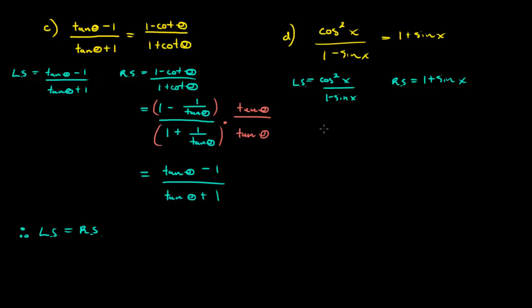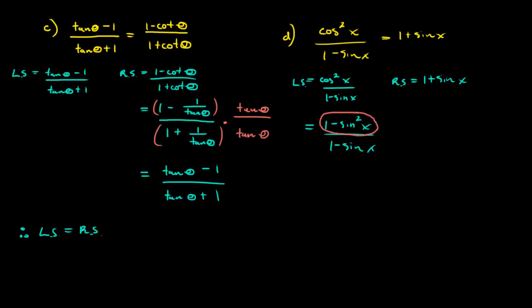So the first thing that we'll do is we can rewrite the left side in terms of sine of x. Cos squared of x can be written as 1 minus sine squared x over 1 minus sine of x. And the right side is going to stay the same. So what I need to show is that 1 minus sine squared of x over 1 minus sine of x is equal to 1 plus sine of x. Now, there's a really important thing that you can't miss in this problem, and that is that 1 minus sine squared of x is a difference of squares.